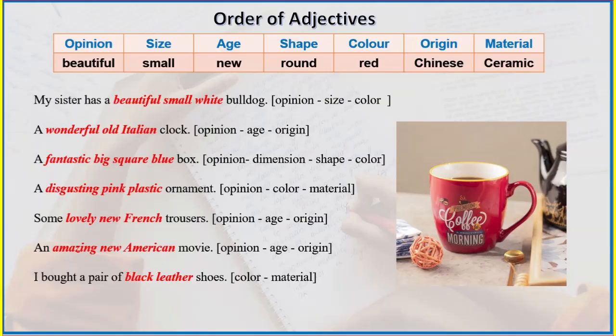Although we may use just 2 or 3 adjectives in a row, we need to know the grammatically correct order of adjectives. It starts with opinion followed by the size. Then comes the age followed by the shape and color. Finally comes the origin and the material, which will be followed by the object, the noun described. Look at sentence number 1. My sister has a beautiful small white bulldog. Take a couple of minutes and read all the sentences given here and make a note of the order used here.